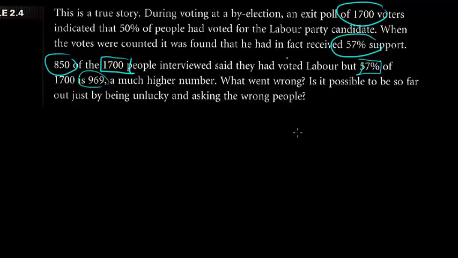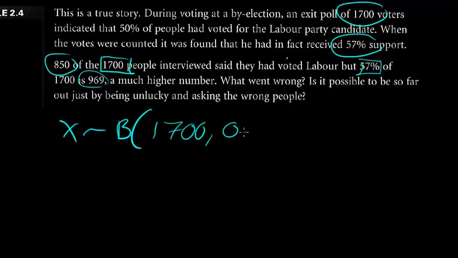Now, the key thing to notice here is the 1,700. It's a fixed number of people. If we assume that everyone votes independently of each other, then what we've got is a binomial distribution. X is binomially distributed with n and p, and n in this case is 1,700. P is 0.57. Then that is our binomial distribution.